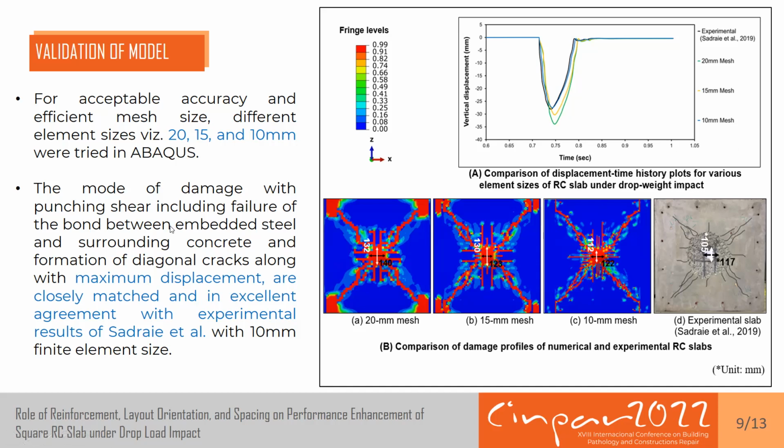The mode of damage with punching shear, including failure of the bond between steel and surrounding concrete, and the formation of diagonal cracks, along with maximum displacement, are closely matched and are in excellent agreement with the experimental results of Sadre et al. with 10 mm finite element size. Therefore, the authors have considered 10 mm element size based on the mesh sensitivity analysis conducted.